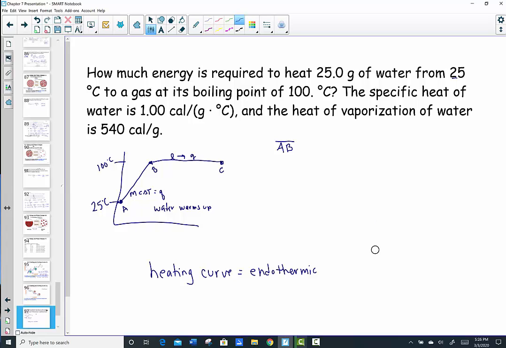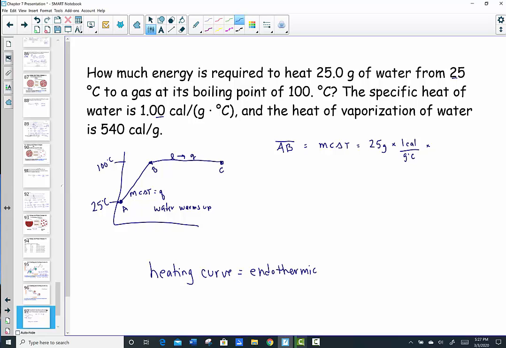It has a slope of the line, doesn't it? So that's going to be an MC delta T problem. The mass of the water was given as 25 grams, the mass in grams. We're given the specific heat, although you should probably know it. The specific heat is 1 calorie per gram degree Celsius. And how much did the change of temperature occur?